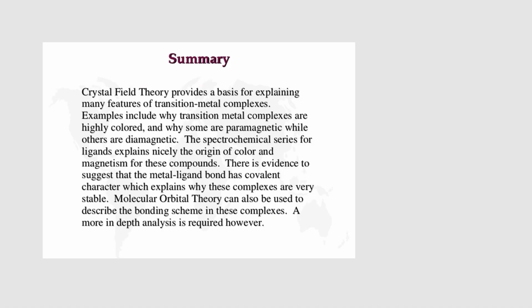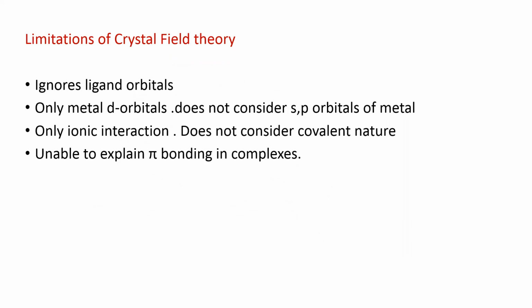To summarize, CFT provides a basis for explaining many features of transition metal complexes. The color of the complex, and the paramagnetic and diamagnetic nature of the complex, were exactly explained. The spectrochemical series for ligands explains nicely the origin of color and magnetic properties of the compounds. There is evidence to suggest that the metal-ligand bond has covalent character, which explains why these complexes are very stable. So this was the summary.